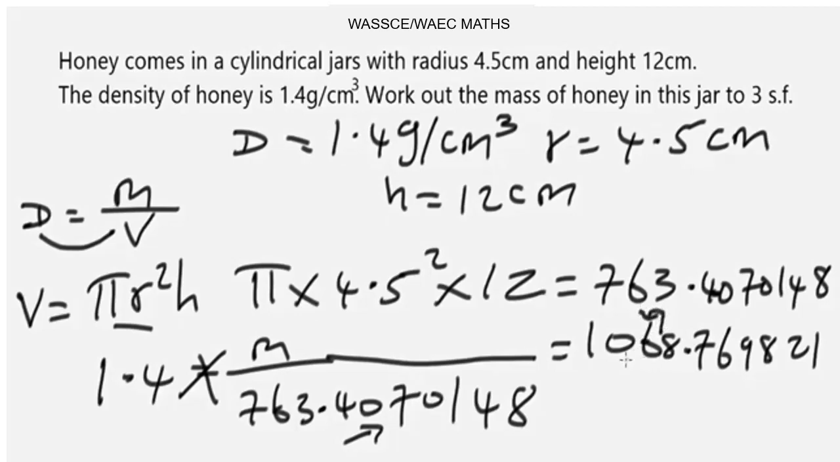Okay, this 6 will now be 7, so our final answer will now be 1070. Since we are looking at the mass, we leave our value in gram and not in the standard unit, which is kilogram.